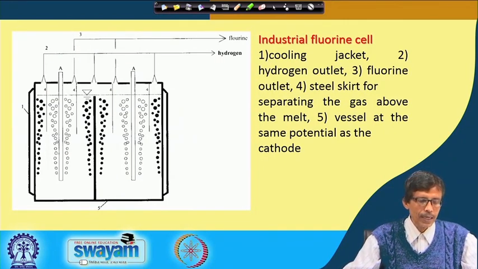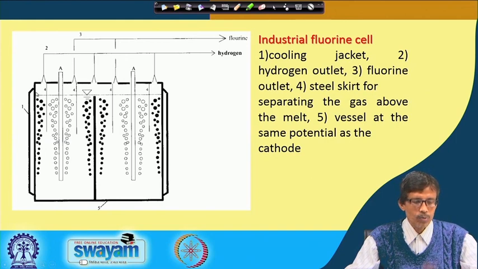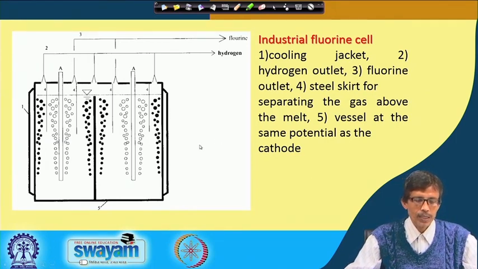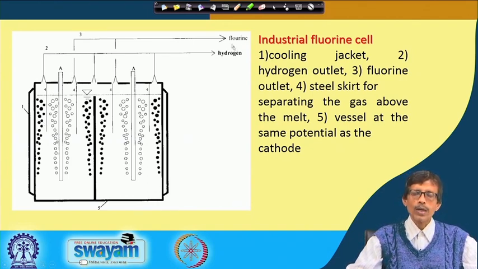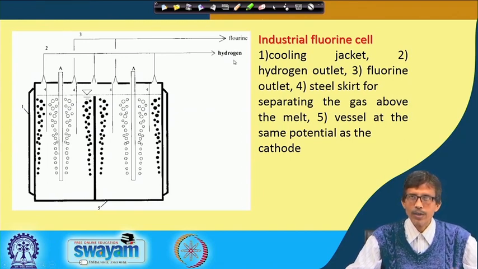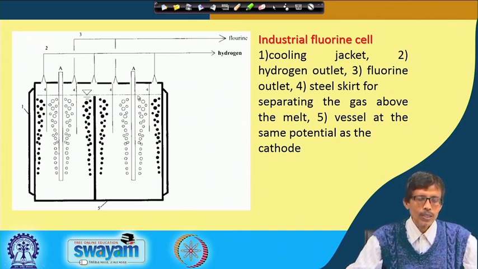So, number 1 is the cooling jacket, because you have to cool it, since sometimes during the production your temperature may rise. Then number 2 is your hydrogen outlet, from these electrodes, which are very close to your steel skirts, number 4. So, you have only 2 outlets, one for fluorine and another for hydrogen. So, you are happy that you can take out these 2 quantities we are producing through electrolysis, one from the anode and another from the cathode.